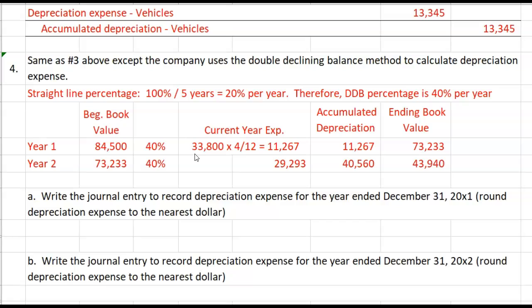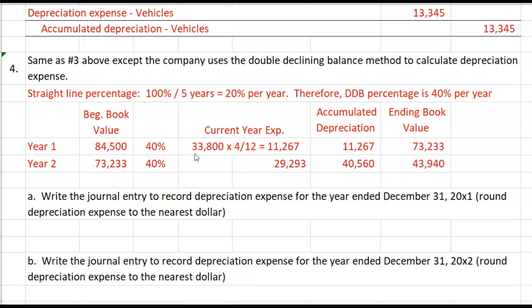As explained in the prior lecture videos for Chapter 8, and as explained in the textbook, you do not consider salvage value when you're calculating depreciation expense under the double declining balance method until the last year. That's when you use the salvage value. For straight line and units of production, you use salvage value at the very beginning of the calculations, but not for the double declining balance method. That's number 1 to remember.